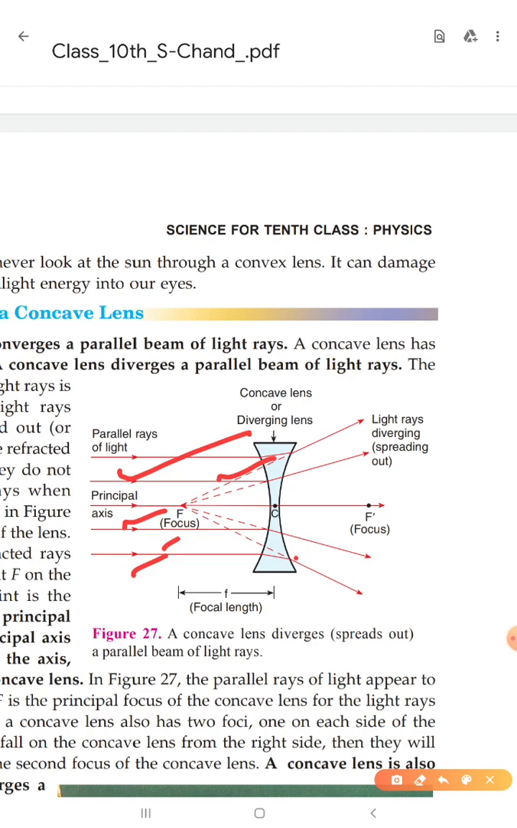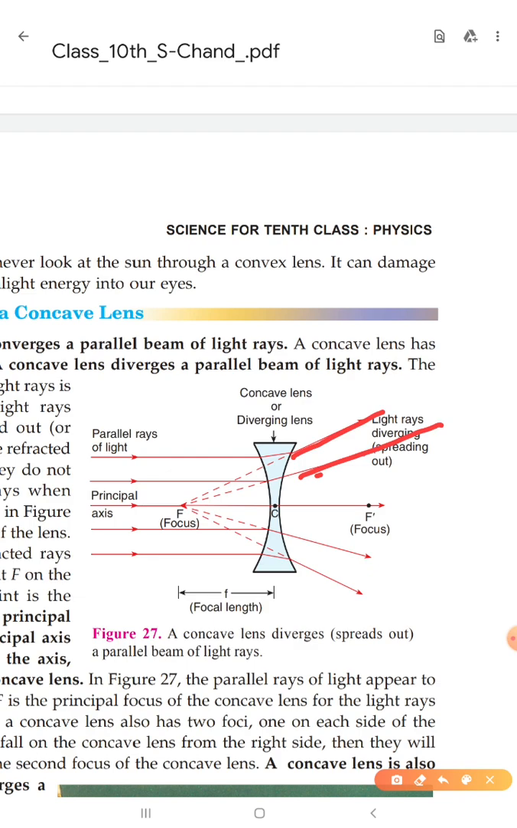After refraction, you can see the light ray is moving like this, because this lens is also called a diverging lens. It diverges the light rays, or spreads out light rays. So in this case, how do we find the focus? The same thing. These light rays are moving far from each other, or we can say far from the principal axis.